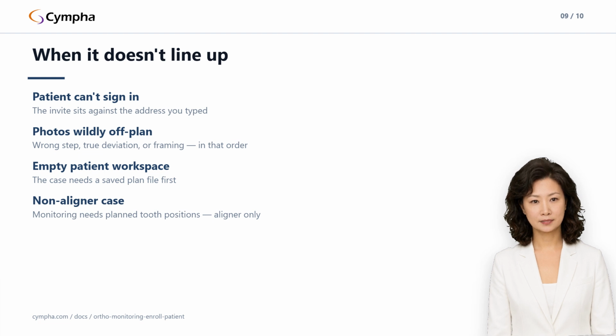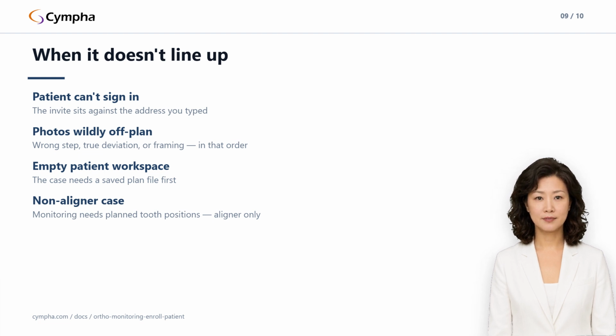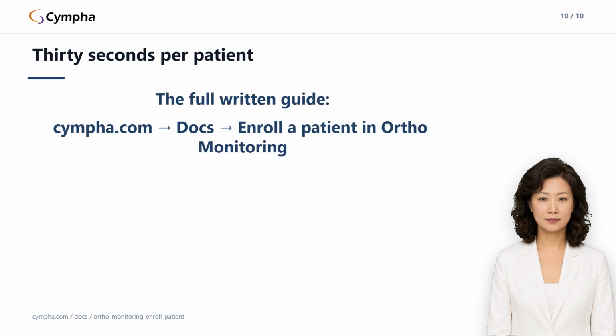That's the whole protocol. Share the plan, hand over 2 numbers, let the overlay do the teaching, and verify round 1 in the studio workspace. After the first patient, enrollment really is a 30-second habit, and the payoff compounds because every tray change from then on can come with photos you review on your own schedule instead of waiting for the next chair visit.